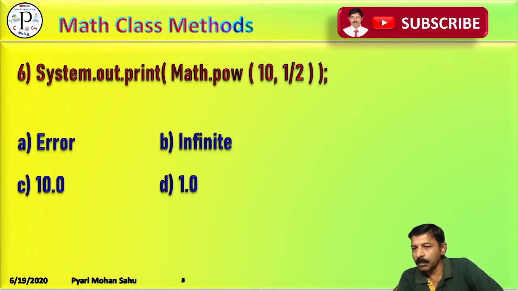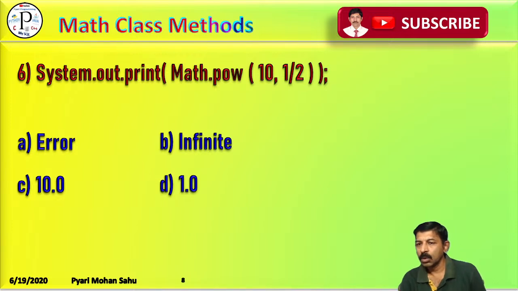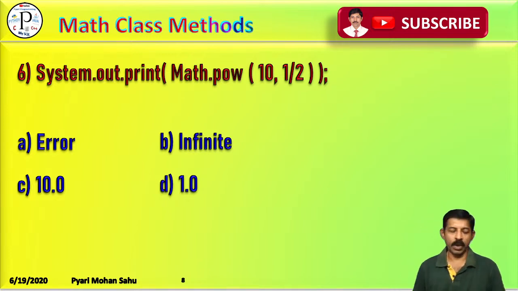10 to the power 1 by 2, that is equal to 10 to the power 0 is equal to 1. Any number to the power 0 is 1. Good. So take 1 by 2, that is your 0.5. Good. 10 to the power 0.5. Excellent. Good.